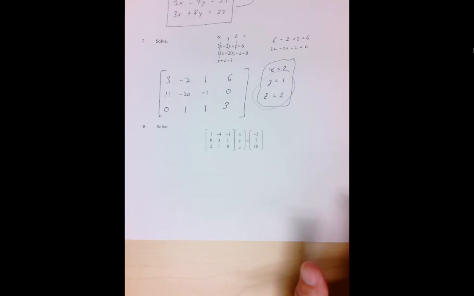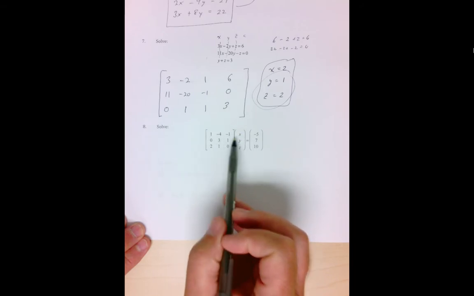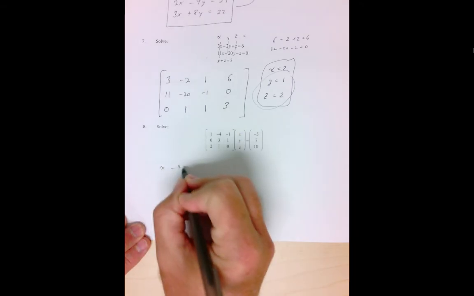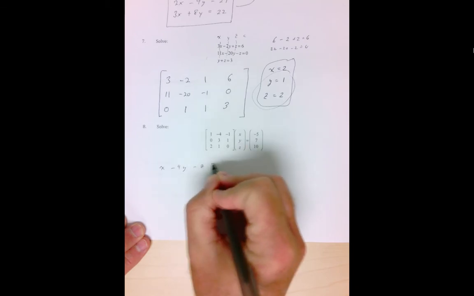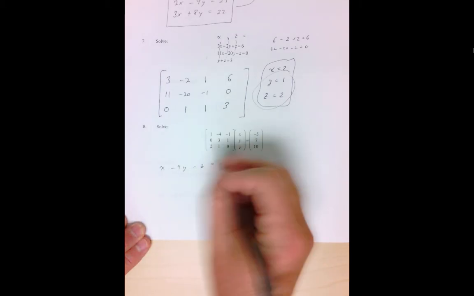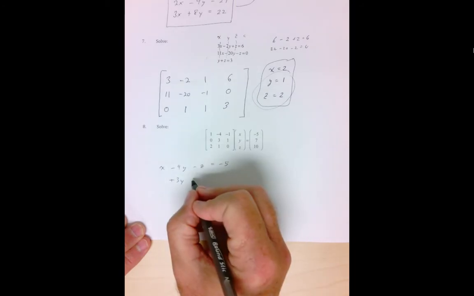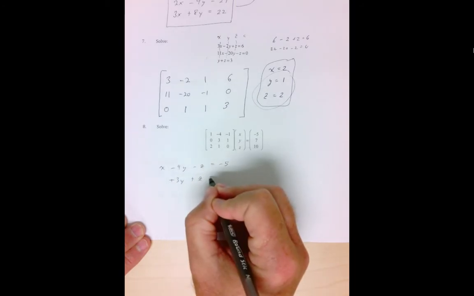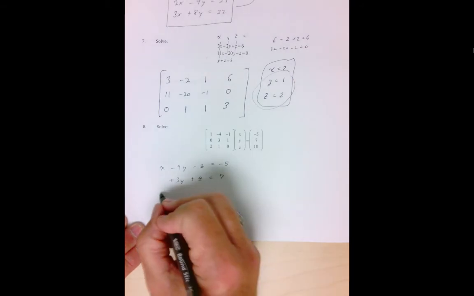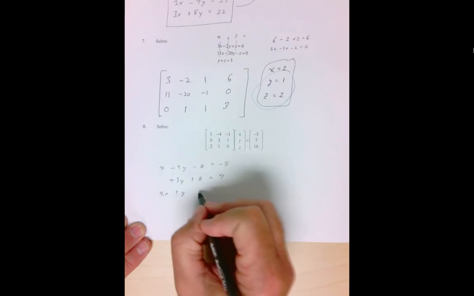Solve the following. Students are flipping out on me on this type of problem. You should not be. Let's think what this is. This is multiplying these matrices. This is x minus 4y minus z equals negative 5. This is 0x plus 3y plus z equals 7. And this is 2x plus y plus 0z equals 10.